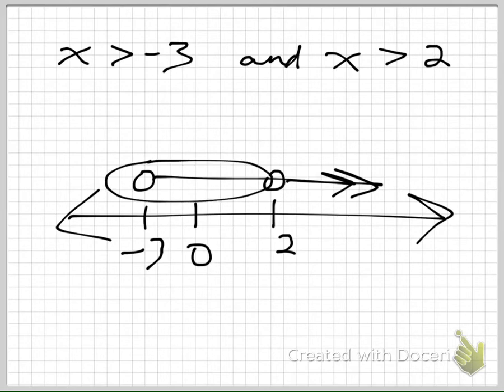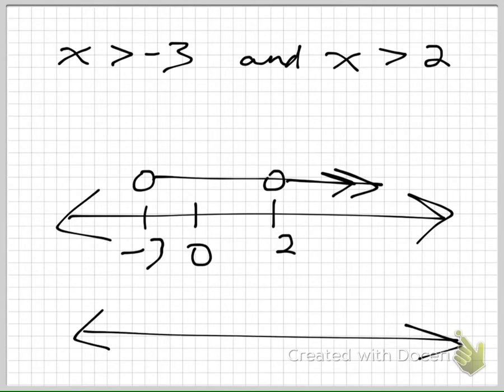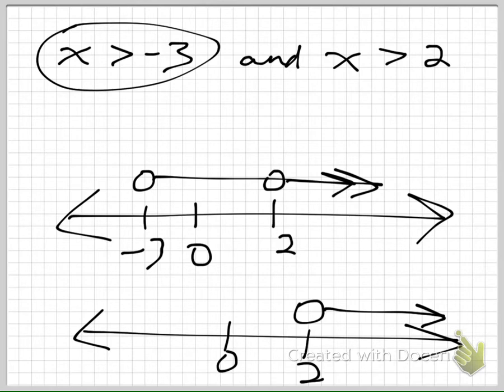Does this section here include both? No. So my answer would look like this. 0, 2, open circle above the 2 to the right. That's it. That first one here, this is not part of both. If it says and, it's got to be both. Does that make sense?